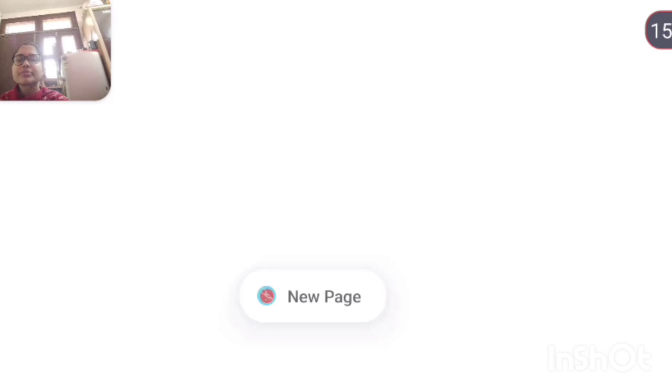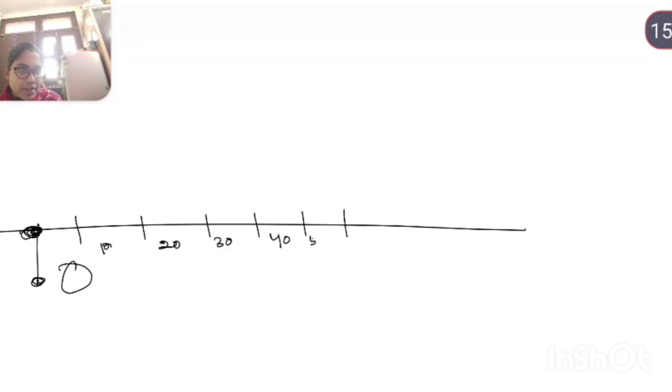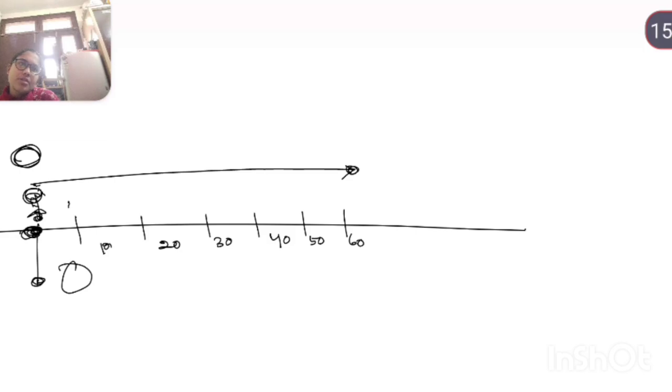Suppose there is a scale here, and this is the starting point, and next 10, 20, 30, 40, 50, 60. Suppose I'm standing here at the position O. I will move from this starting position to here, suppose 60 meters.